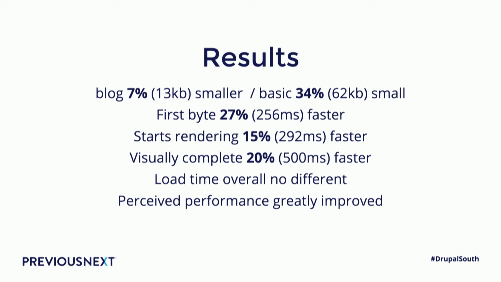But on the blog post, the first byte was 27% faster. It started rendering 15% sooner, and was visually complete 20% sooner. The overall load time of this wasn't much different, but the perceived performance of this sooner rendering and sooner seeing impacts was a big difference. There's still other things I need to improve on the previous next site, like optimizing images a bit better and all that sort of stuff, but that's not related to the asset library system.